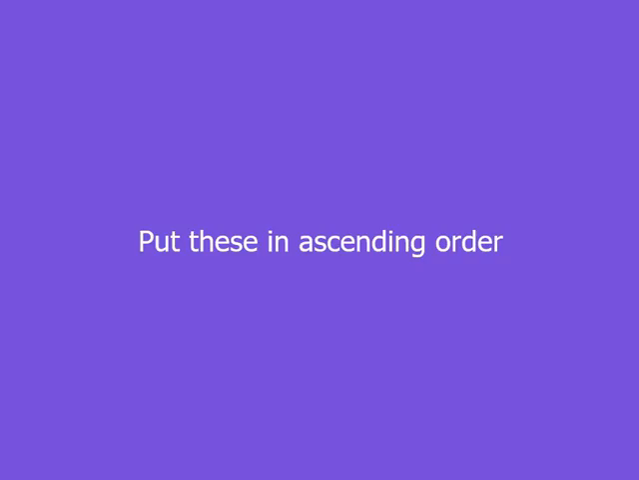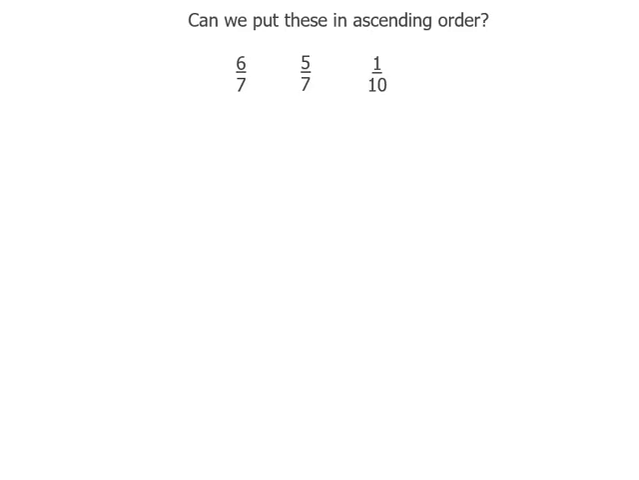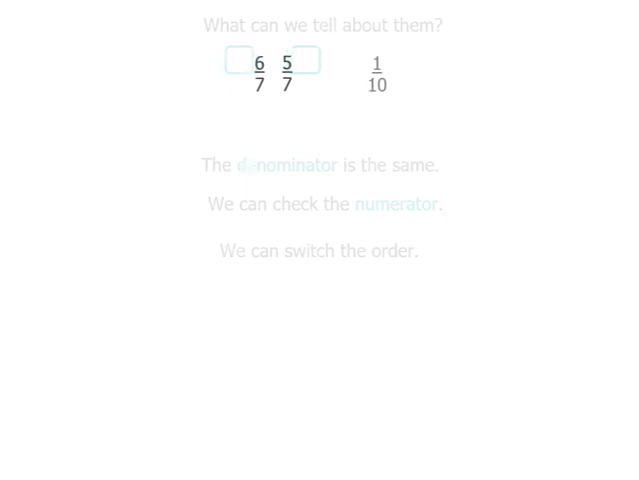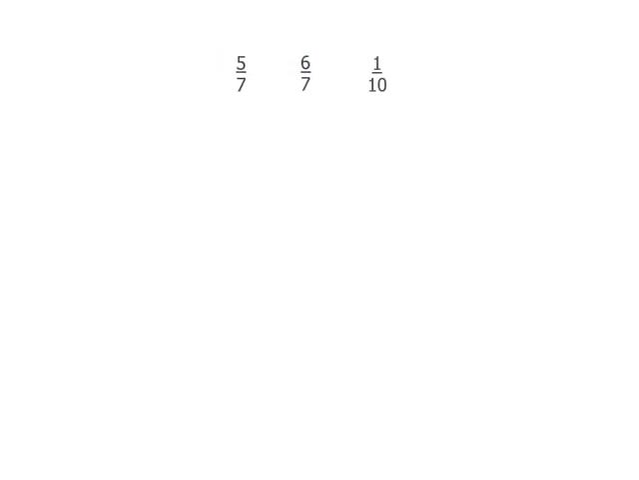Now these are going to be in ascending order, so smallest to largest. We've got one unit fraction, but let's hide that for the minute because I want to think about what we can see about the other ones. Now we've got the same denominator, and that's great because we can compare the numerator. So they've got 7s. That one's got 6 and the other has 5. So the very first thing we can do is just switch the order because 5's smaller than 6.